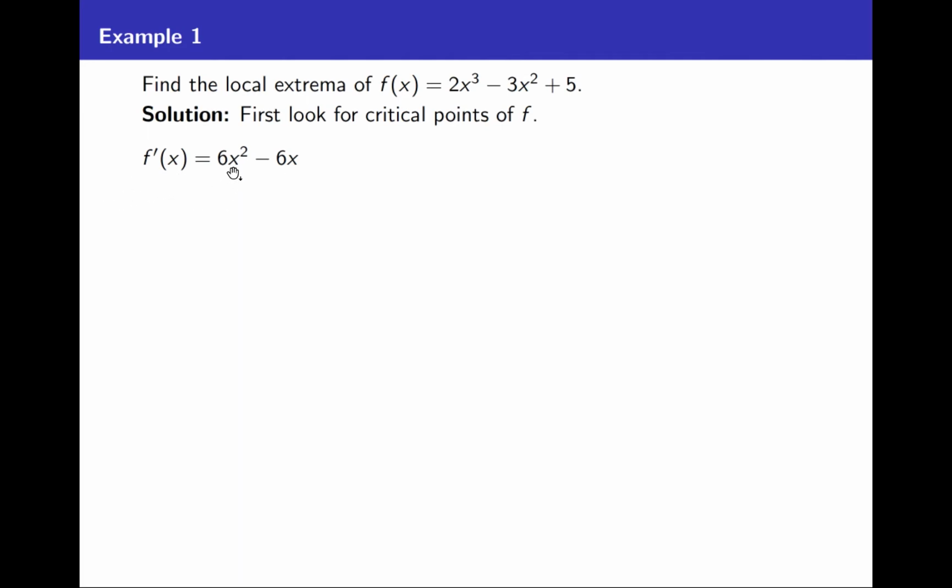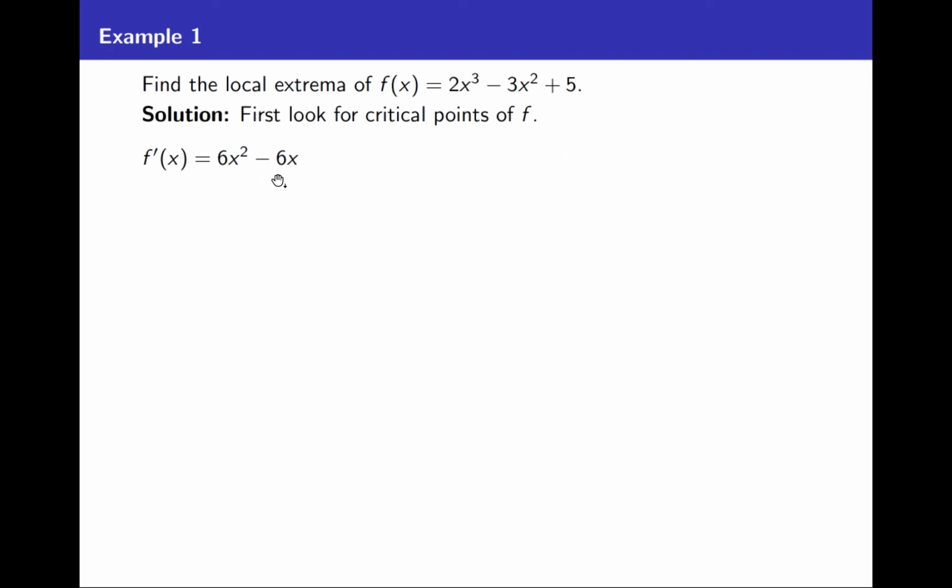Looking at f prime, you can see that it's defined for all values of x. So you're not going to pick up any critical points here of the flavor where f prime of c is undefined. But you could have some for which f prime is equal to 0. And to find them, you have to take this derivative and set it equal to 0, and solve.